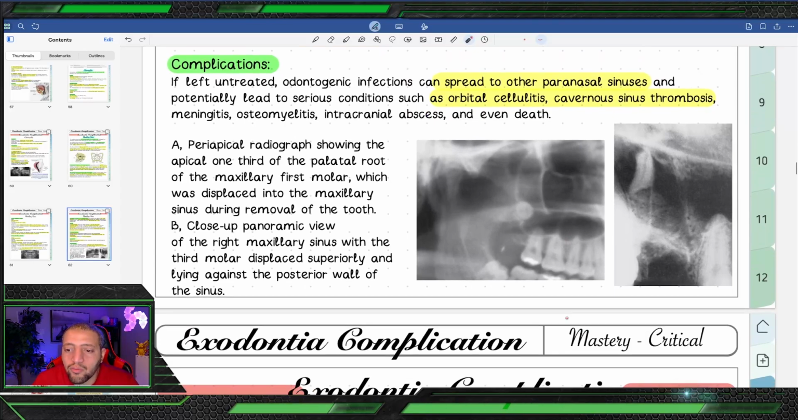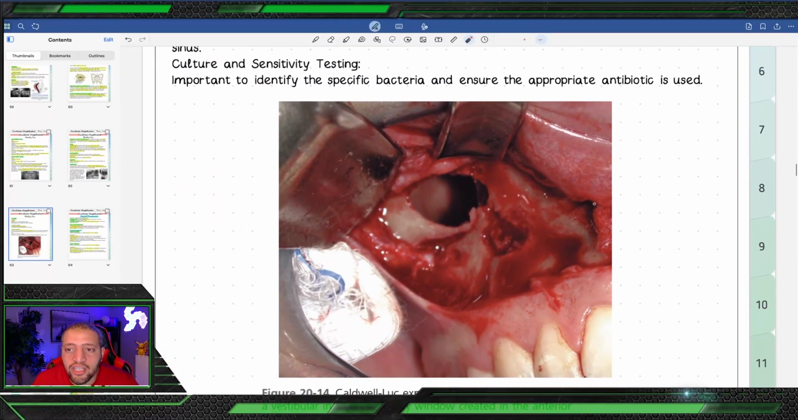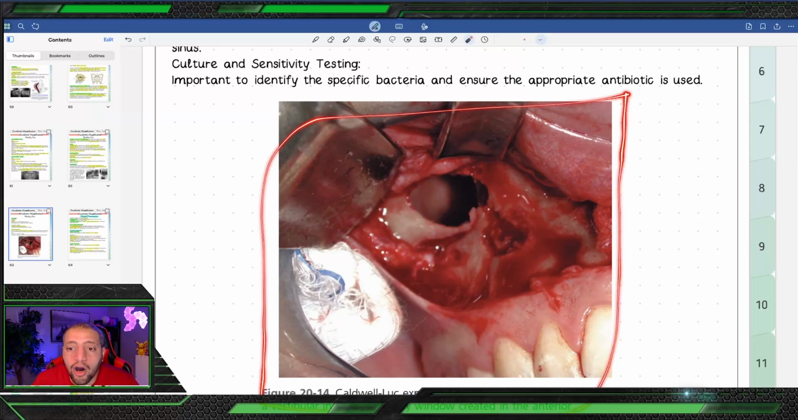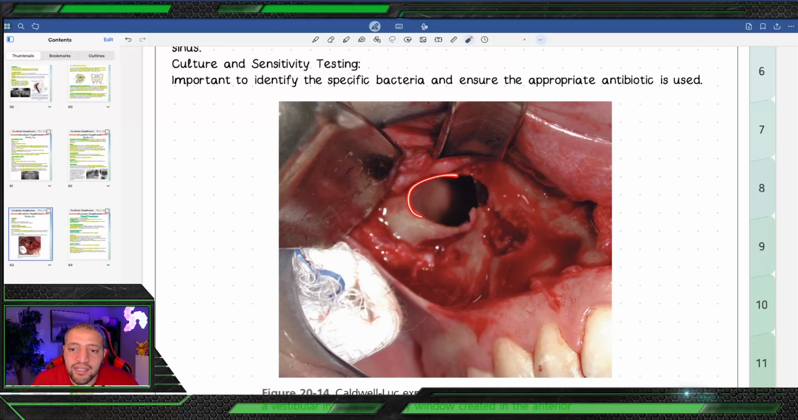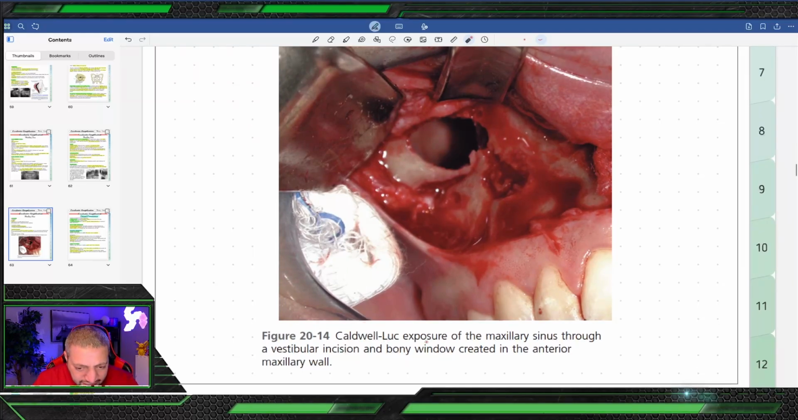So if you remember, we said incision and drainage is the main treatment. For this one, incision and drainage is done through this lovely surgery. You are going to open a window in the maxillary sinus in the most anterior part above the canine eminence. So this is the central, lateral, and this is the canine, I think. Yes, this is the canine. And just above the canine, you are going to do what we call a Caldwell-Luc exposure of the maxillary sinus through a vestibular incision and a bony window created in the anterior maxillary wall.